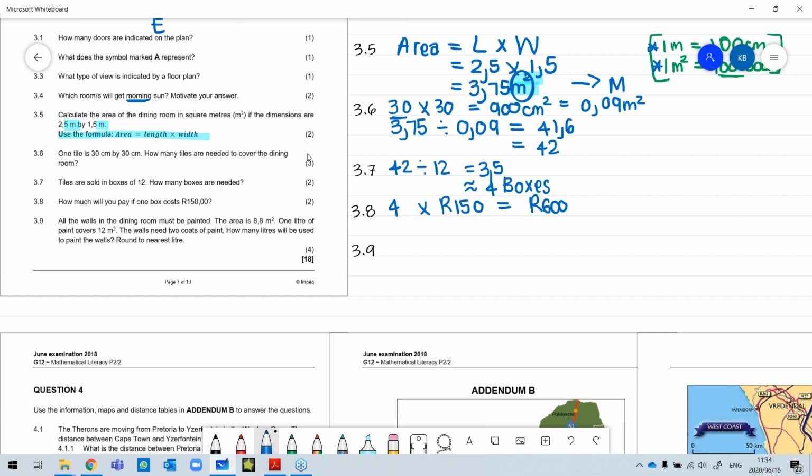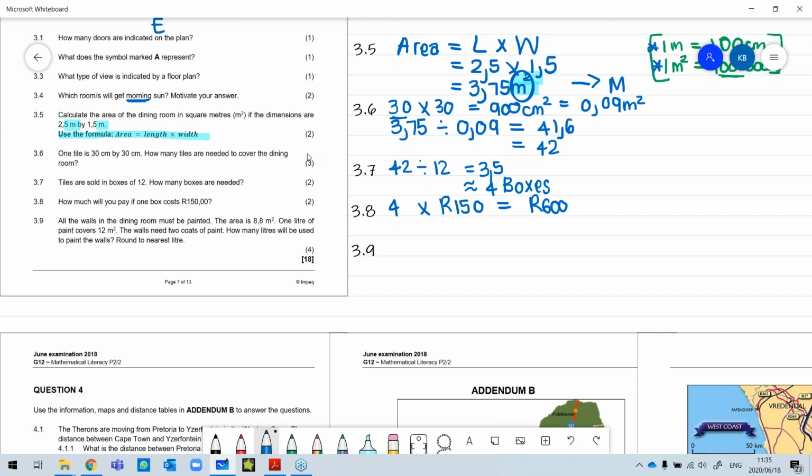Question 3.9. All the walls in the dining room must be painted. The area is 8,8 square meters. 1 liter of paint covers 12 square meters. The walls need 2 coats of paint. How many liters will be used to paint the walls? Round to the nearest liter.